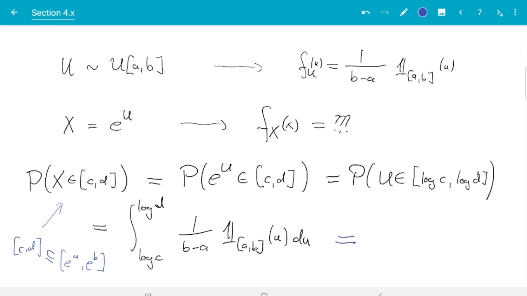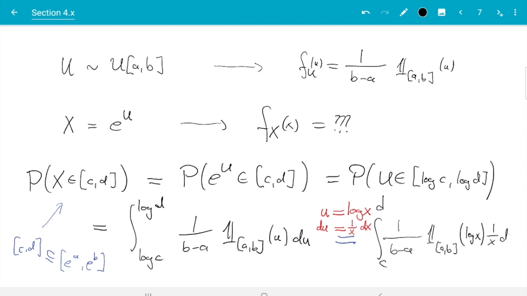So that equals, now a substitution rule, we say u equals log x, and then by taking derivatives we get du is the derivative of log x, so 1 over x dx. And using this substitution, so if u goes from log c to log d, then x goes from c to d, 1 over b minus a stays, and then we have indicator function ab of log x, and du equals 1 over x dx formally, and that's the result.